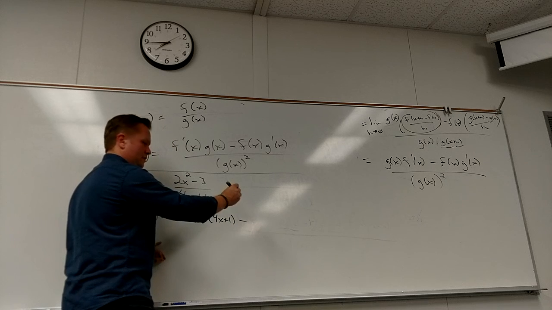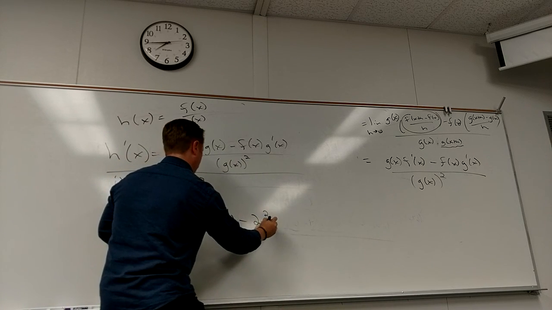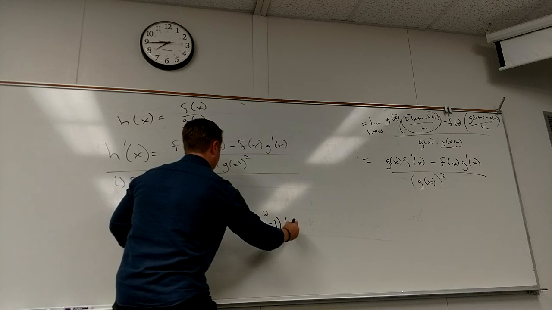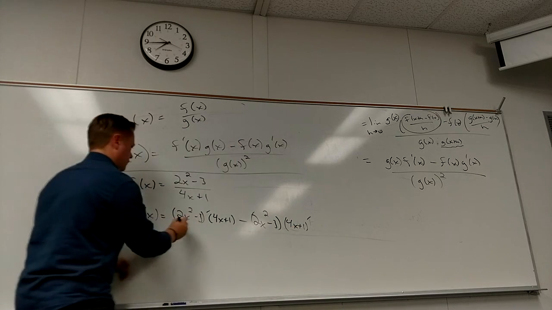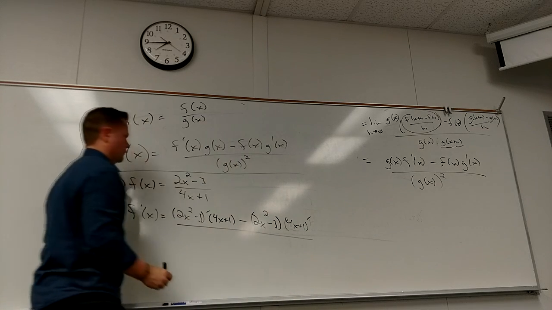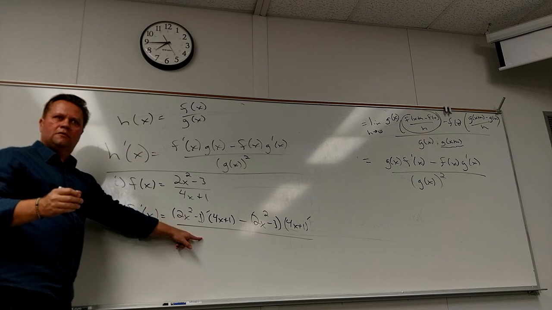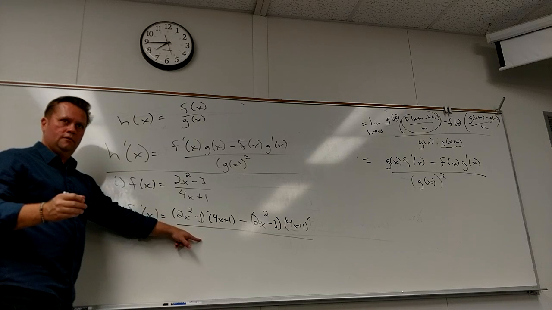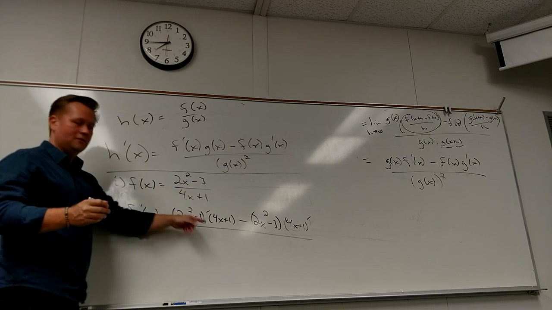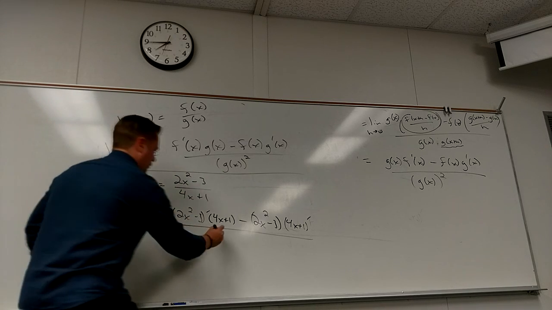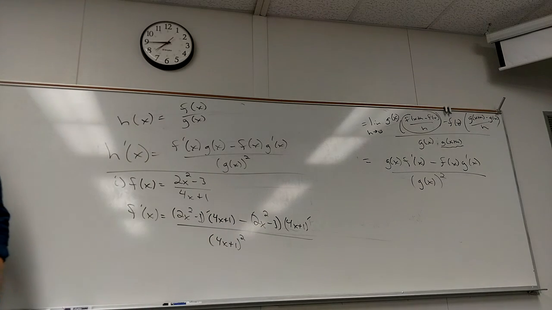Minus. And then f, you leave him alone. So now the bottom gets his turn. And what's on the bottom now? What's it say? 4x plus 1 squared. Yeah, the square of what was on the bottom to begin with. I love it.